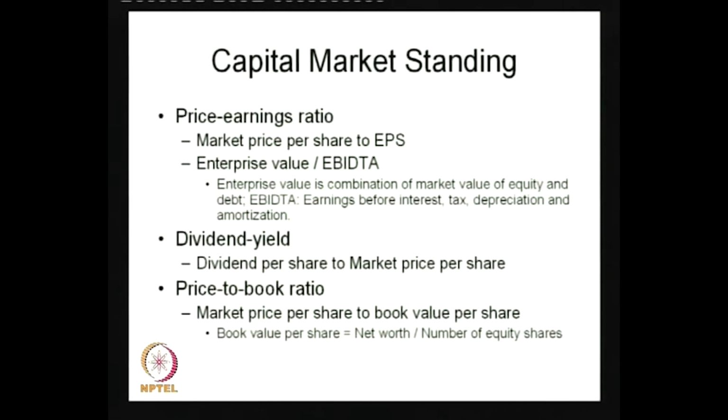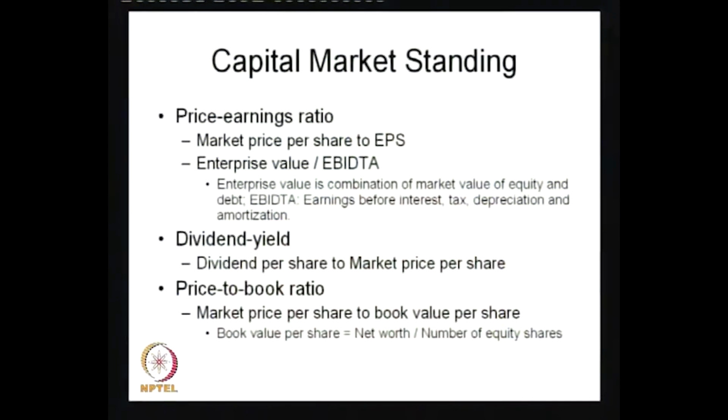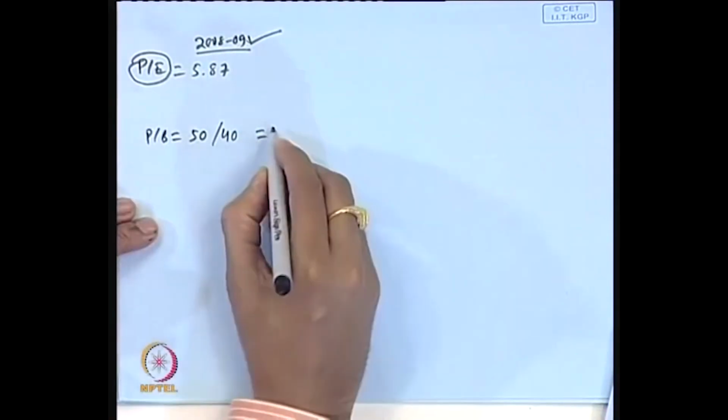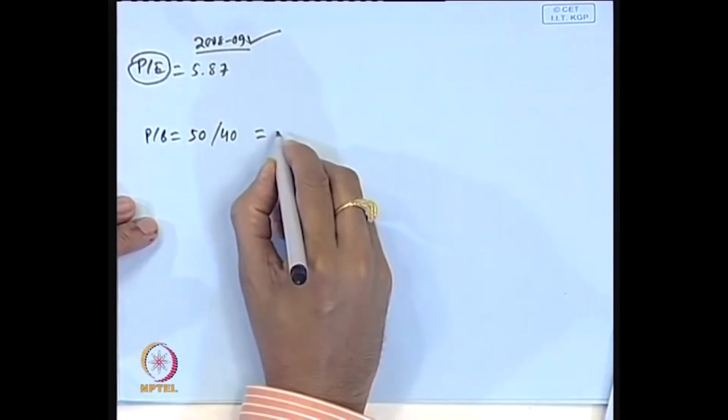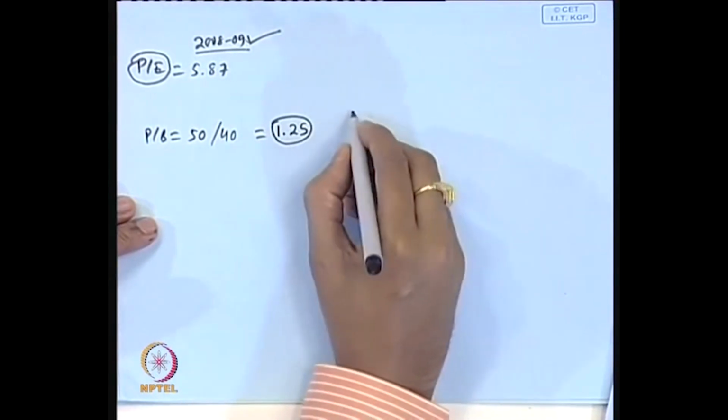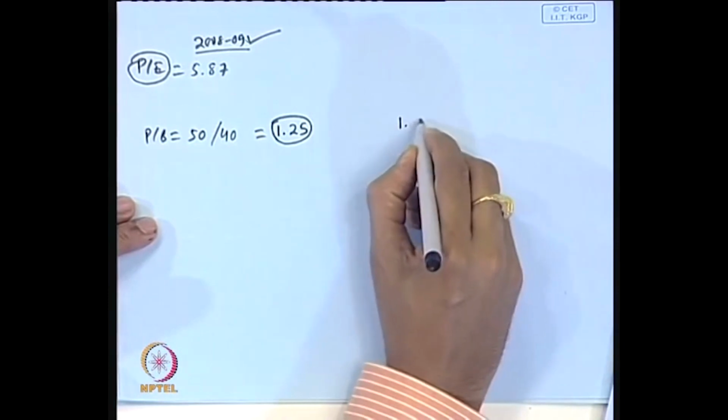Then the next category of ratios is dividend yield, and then price to book ratio. Dividend yield is nothing but the dividend per share to market price per share. If the dividend is 2 rupees and the market price is, let us say, 10 rupees, then 2 by 10 comes to 20% dividend yield. Then we have the price to book ratio, where the book value per share is defined as net worth divided by the number of shares. The market price per share is 50 and the book value per share is, let us say, 40. So, the price to book value ratio is 50 to 40, that is 1.25. Again, the benchmark comparable ratio for the industry is, let us say, 1.20.